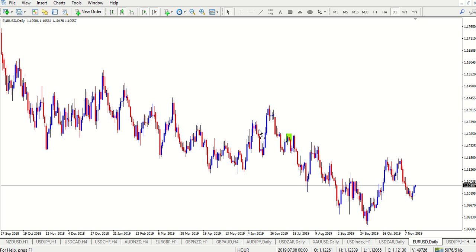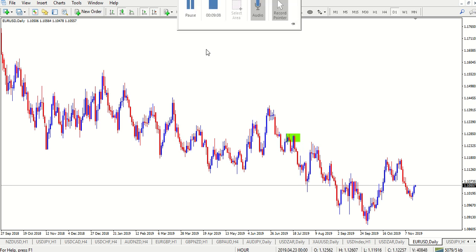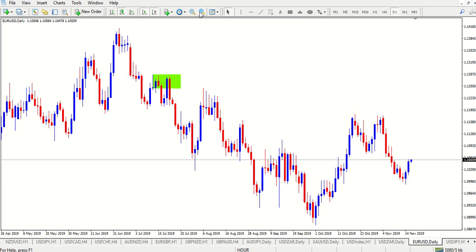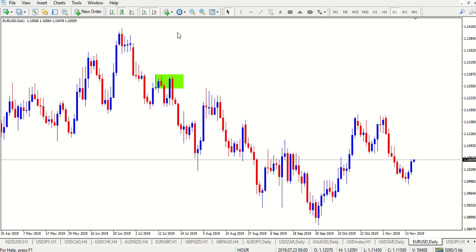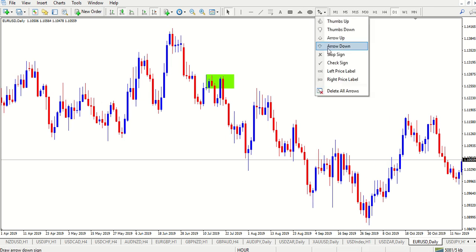And take a look after the breakout. Price came back 2 days later. And on the third day, price shot all the way down. That is a zone. So let me explode that a little bit so you can take a look. Auto snap off. So you can clearly see that this is a zone right here.